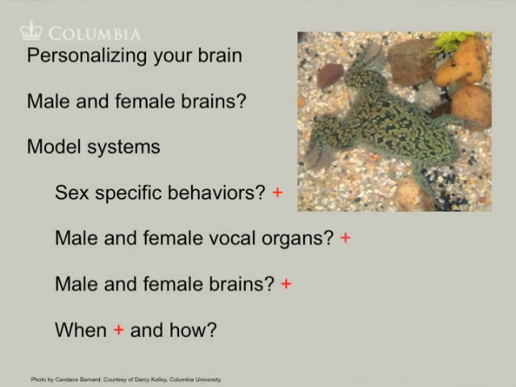Okay, so we know now when all of these differences occur, and we know something about how, but what we don't know is what's the signal that tells a brain or a vocal organ to become male-like or female-like during development. So what we would say is, what's the mechanism? What's the biological mechanism?